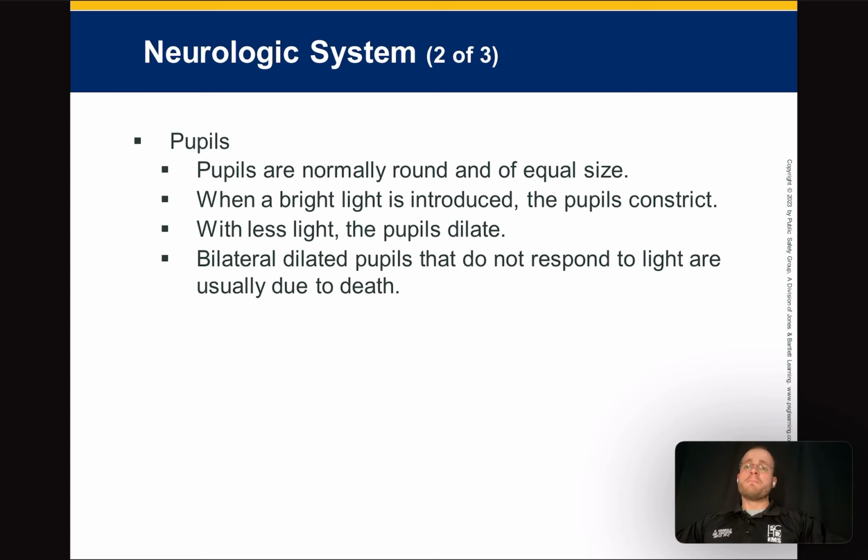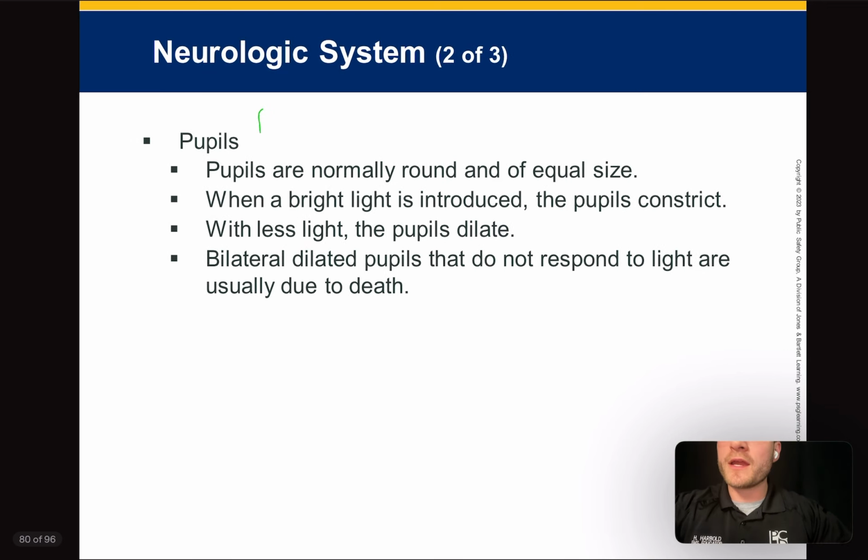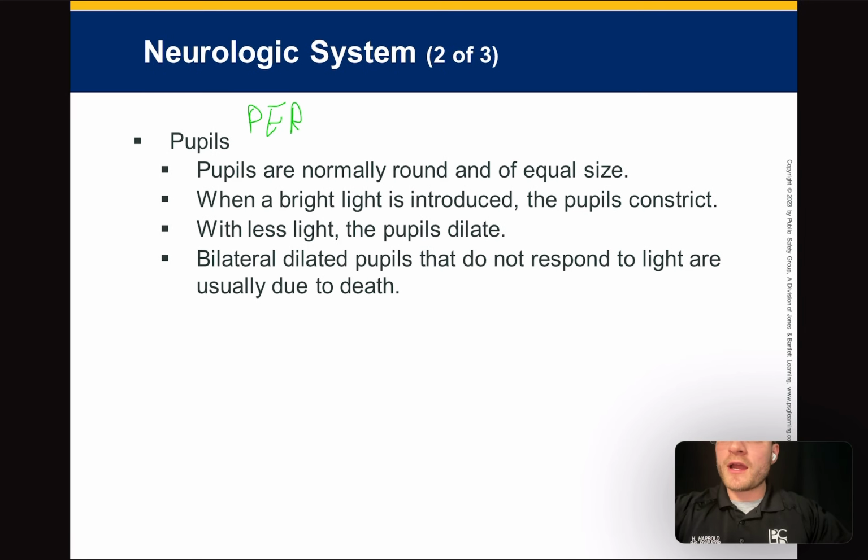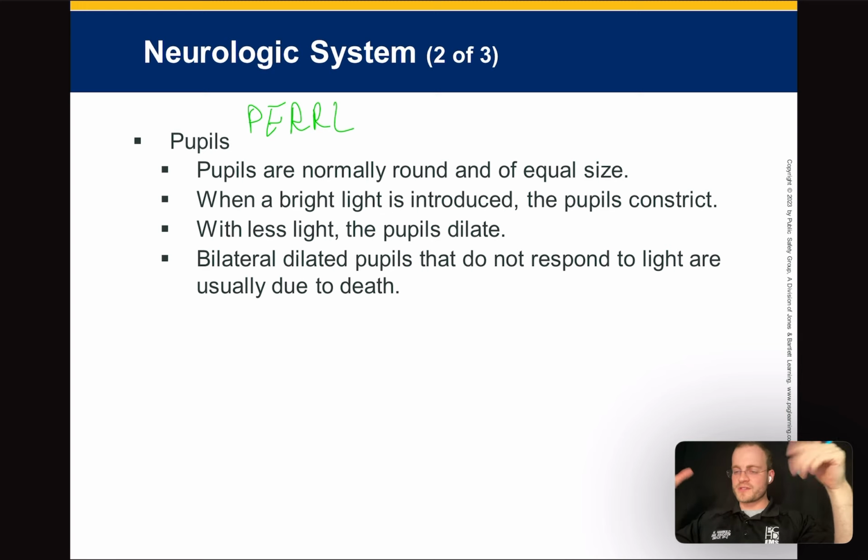And so basically, the pupils should normally be round and reactive to light. We call that PERRL, pupils equally round and reactive to light. That's what's normal. Normally the pupils are 3 or 4 millimeters, maybe 2 to 4 millimeters. They could be a lot less or a lot more. It depends on the environment, how much light is in the room. With less light, the pupils will dilate, so they get bigger.